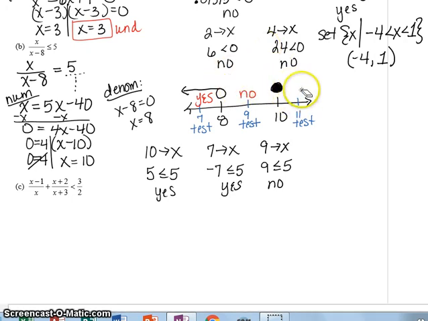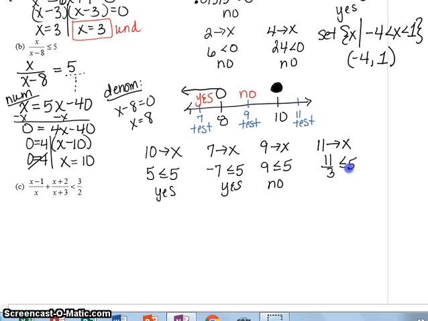The last value to test is 11. 11 stored as x. Again, if you don't know what I'm talking about with store, then you're doing it by hand, where you're going to come up here and plug in 11. So you're going to do 11 divided by 11 minus 8. So it's going to be 11 over 3. And 11 over 3, if you were to get its decimal value. So this ends up being 11 thirds.